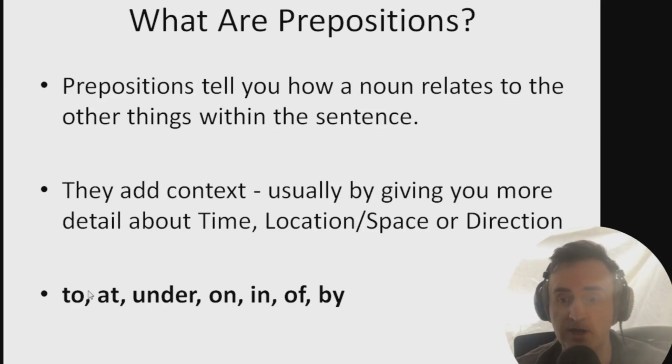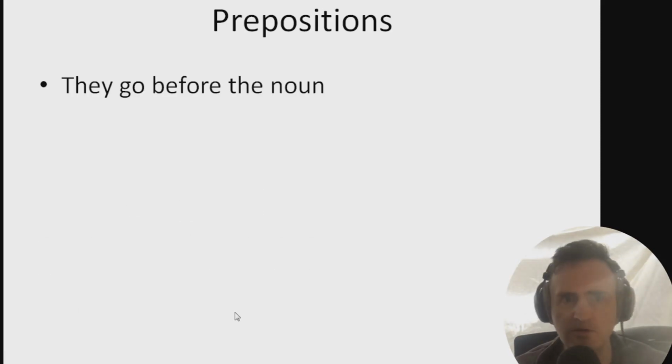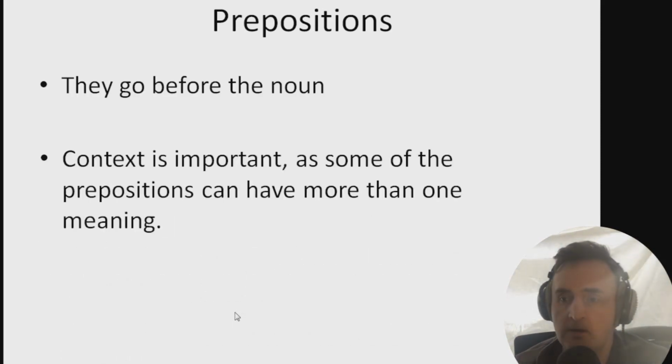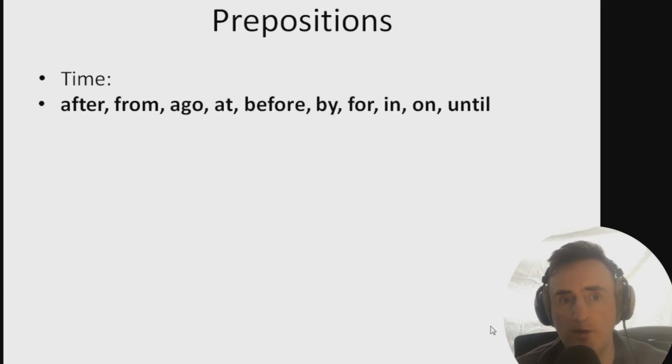And they're going to be all the little words like to, at, under, on, if, of, by. So very small little words, but important. And annoyingly, lots of them cross over, so they can mean more than one thing, and that's where the trouble is. Usually they go before the noun, and as I said, they can have more than one meaning, so the context is quite important. You need to look at the whole sentence, and then you'll be able to understand what detail it's trying to give you.